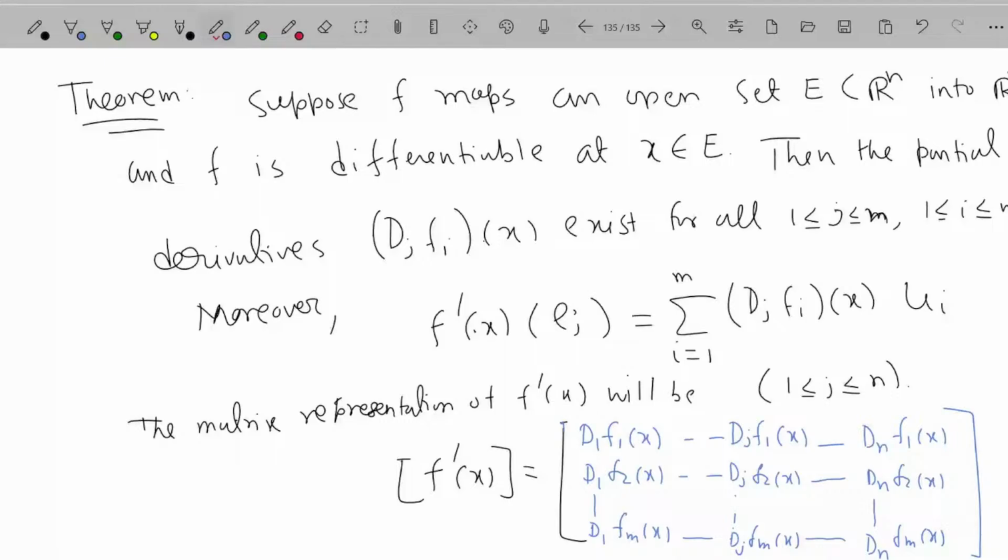The converse is not true. If the partial derivatives exist, it's not true that the total derivative will exist. What is an example? So this is an example. F of (x,y) is xy by x square plus y square if (x,y) is not equal to (0,0), and 0 if x and y are both 0. So even the function is not continuous. You can clearly see that the limit does not exist, but the partial derivatives will exist at each point.